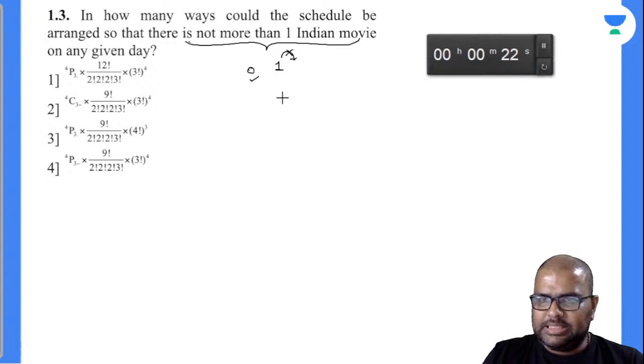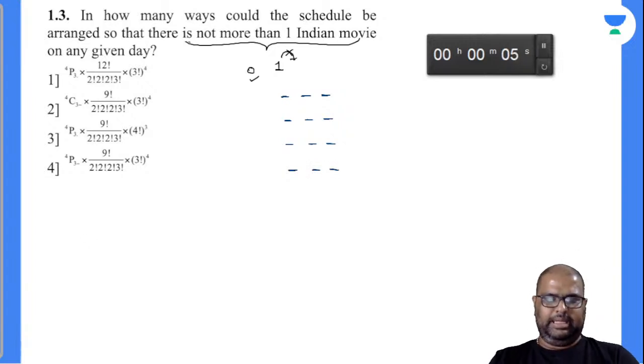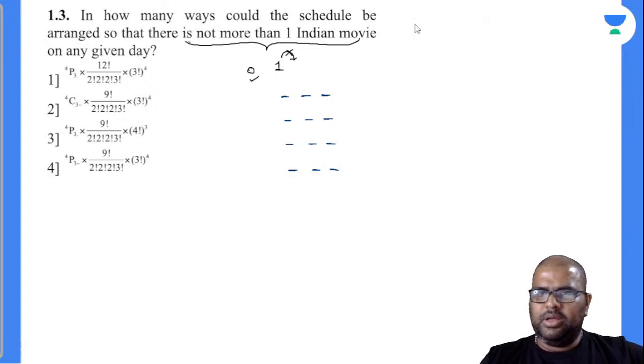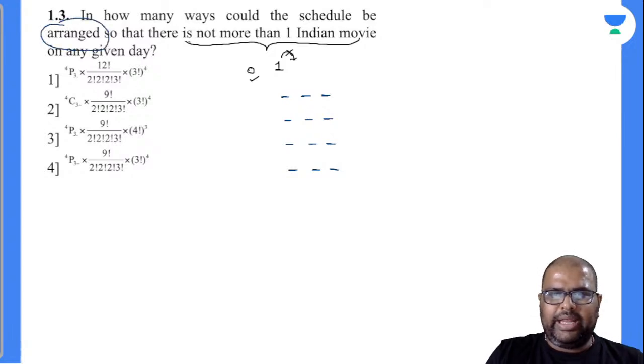Now look, this is the thing that we have, right? So these movies should be played in this pattern there. Each day 3 movies. Am I right? Yes, perfect. Any answer for this? Now see here. What is the condition given there? In how many ways could the schedule be arranged? Arranged. The question asked is arranged, so that there is not more than one Indian movie on any given date.